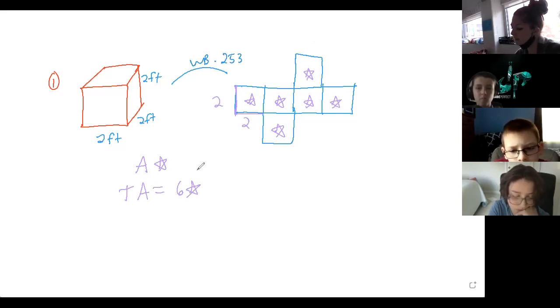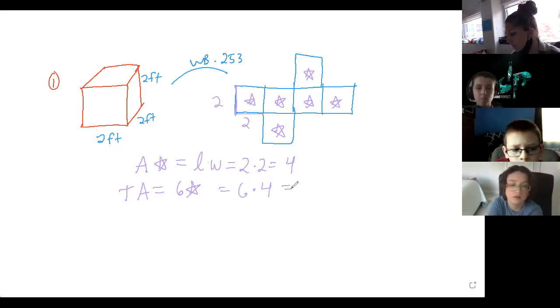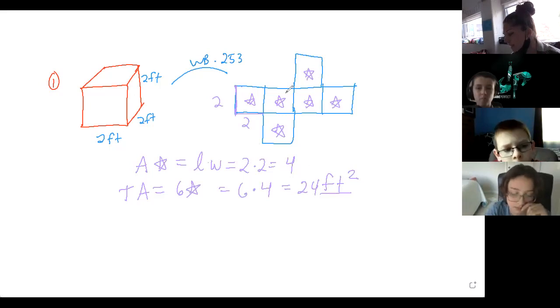So could we find the area of one square? We would need the formula length times width, right? And what is length times width in the case of one of these squares? 2 times 2. And what's 2 times 2? 4. So if we know the area of one square is 4, what would the area of 6 squares be? 24. Good job. Now we just need the units here. 24 feet, and we're going squared because this is a flat object. Now it's unrolled, it's flat. How do you feel about number 1?